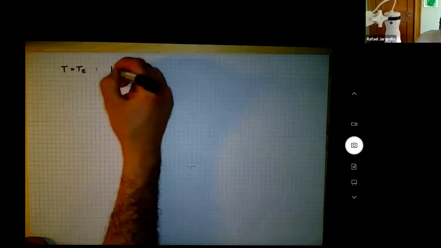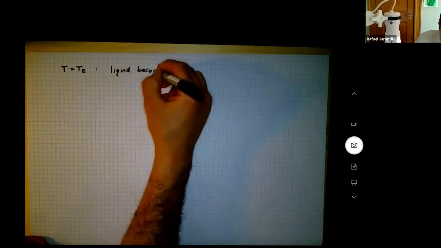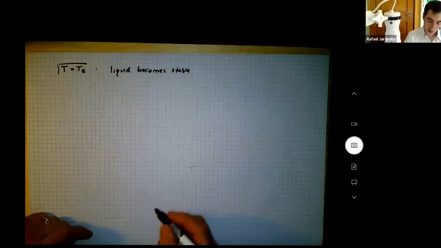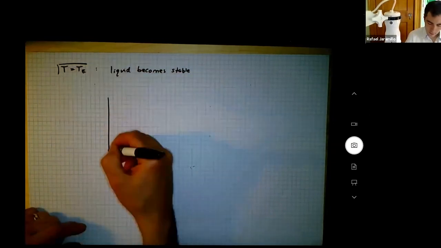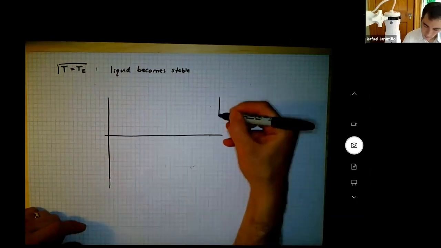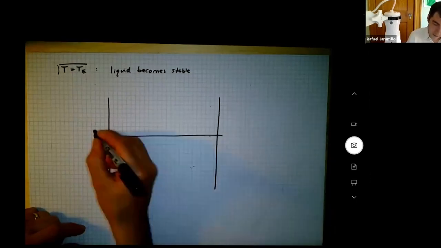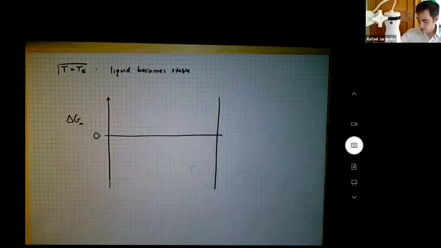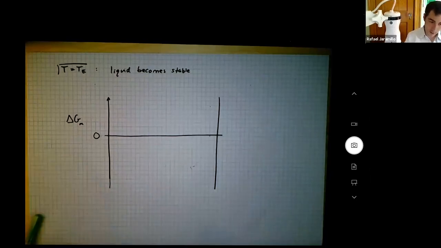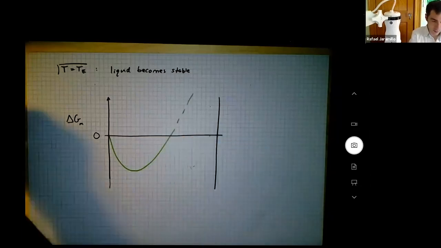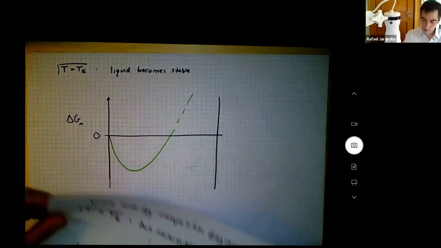At the eutectic point, liquid becomes stable. So what does that look like? Here's my zero. The colors that I use: alpha was green, so let's draw alpha. Beta was blue, so let's draw beta.